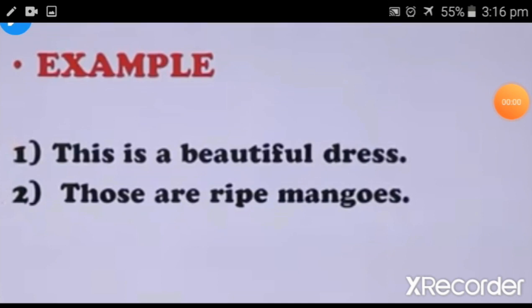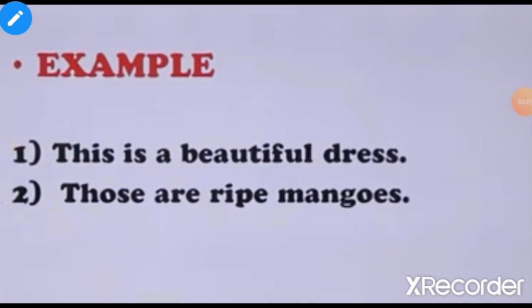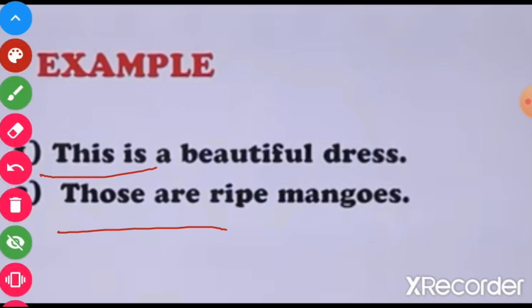Let's move forward. Some more examples of demonstrative pronouns. This is a beautiful dress. Those are ripe mangoes. So here, this will be the demonstrative pronoun, and this is particularly used for a single thing. We are talking about one dress. Those refers to plural, so we use those. So it becomes, those are ripe mangoes. Okay.